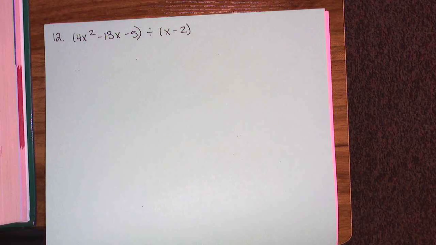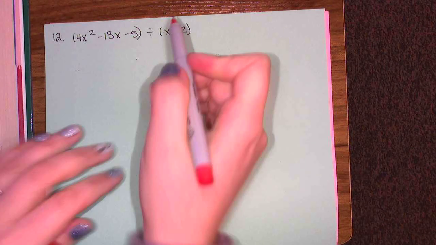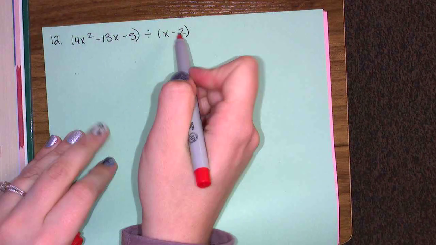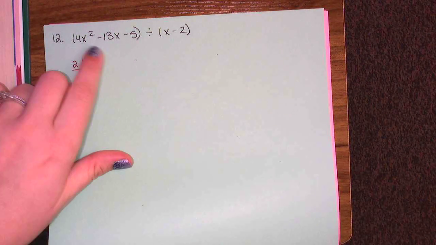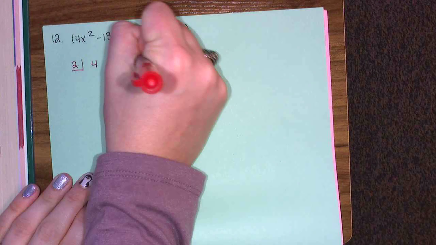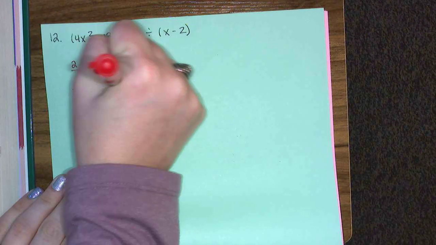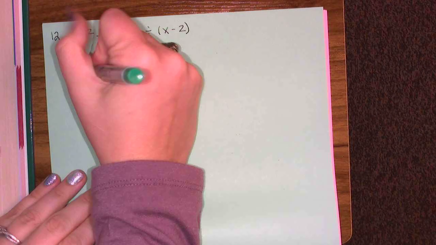Alright, so when we set this up, again, just a reminder, whatever sign is here, the opposite sign is what gets put in the box. So this one's negative, so it's going to be a positive 2 that goes here. And then I'm just going to copy down my numbers. So 4, negative 13, and negative 5. And then following the same thing that we did with substitution, somebody walk me through how I would go about filling this in. Okay, so I'm going to bring the 4 down.